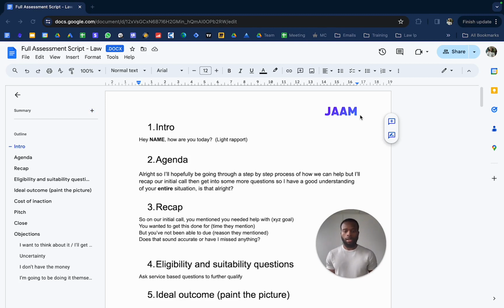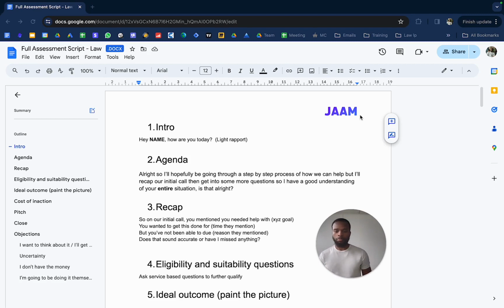Right. So in the intro, you just build light rapport. Now, you most likely do this already anyway. So whether it's a Zoom meeting, whether it's a face-to-face meeting, just the niceties, get them out of the way, and you don't want to go too heavy-handed on it. Obviously, I don't need to tell you that.